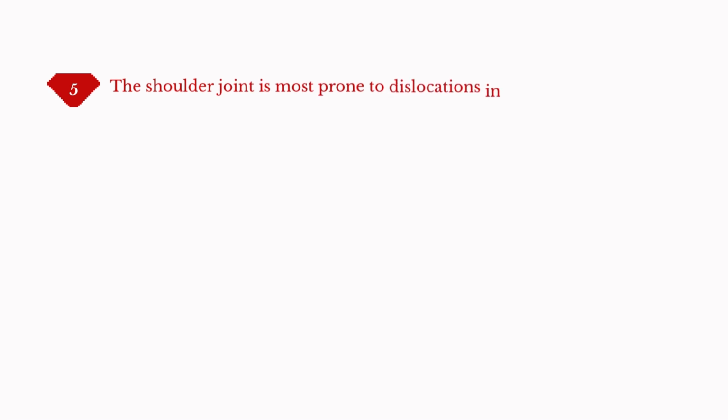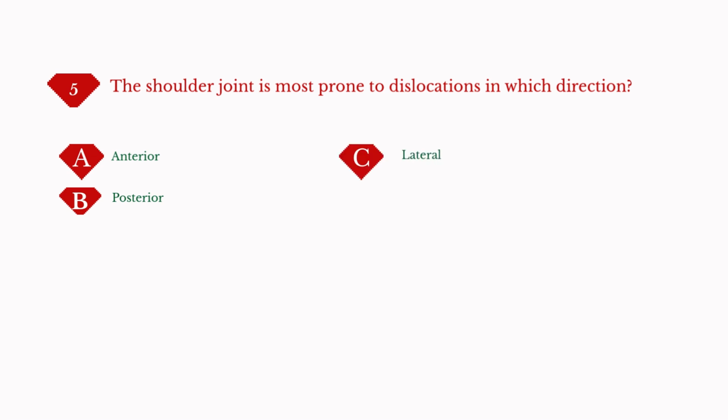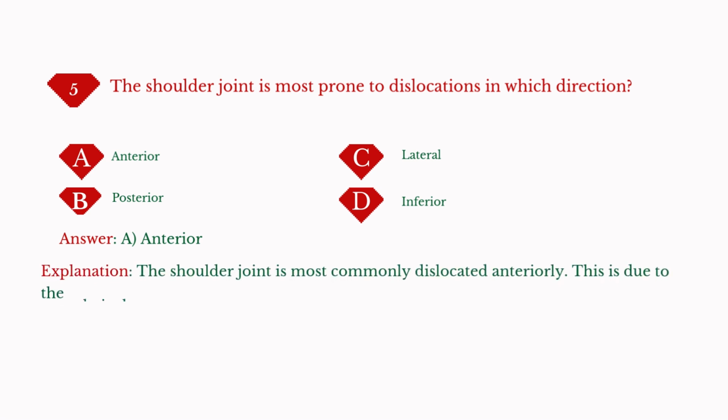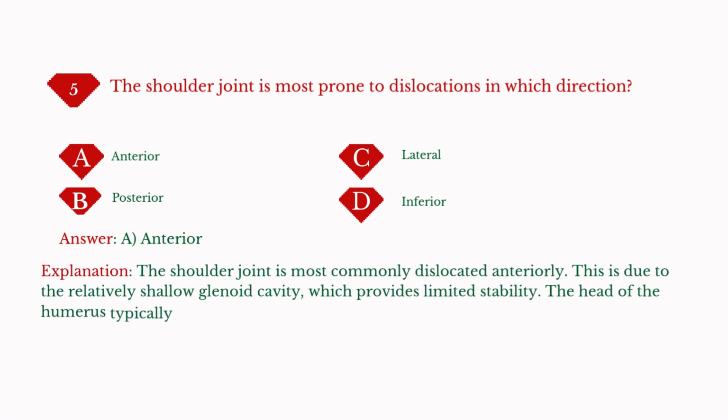The shoulder joint is most prone to dislocations in which direction? A. Anterior. B. Posterior. C. Lateral. D. Inferior. Answer: A. Anterior. Explanation: the shoulder joint is most commonly dislocated anteriorly. This is due to the relatively shallow glenoid cavity, which provides limited stability. The head of the humerus typically moves forward, often tearing the labrum and ligaments.